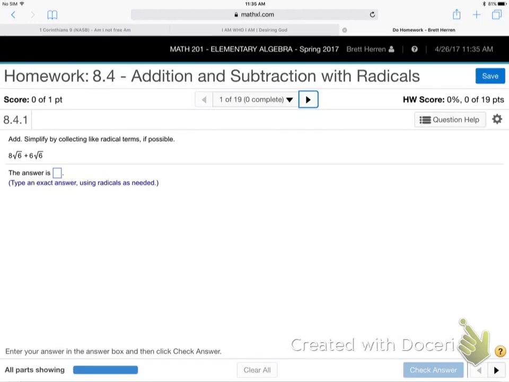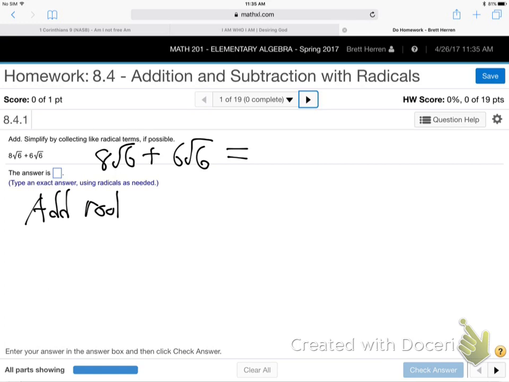Okay, so now we're in 8.4. We are adding roots. So 8 root 6 plus 6 root 6. Adding roots. So we've been multiplying roots. So what are the rules for adding roots? Well, when you add roots, you add like roots. It's the same.